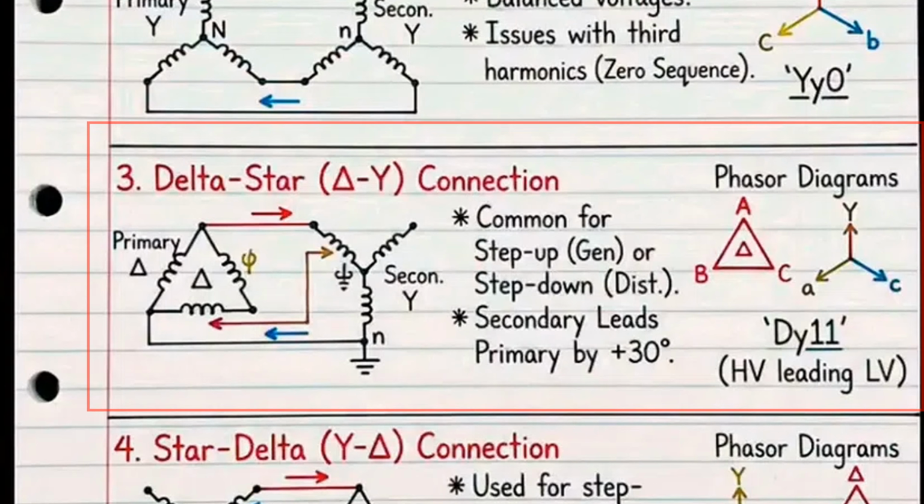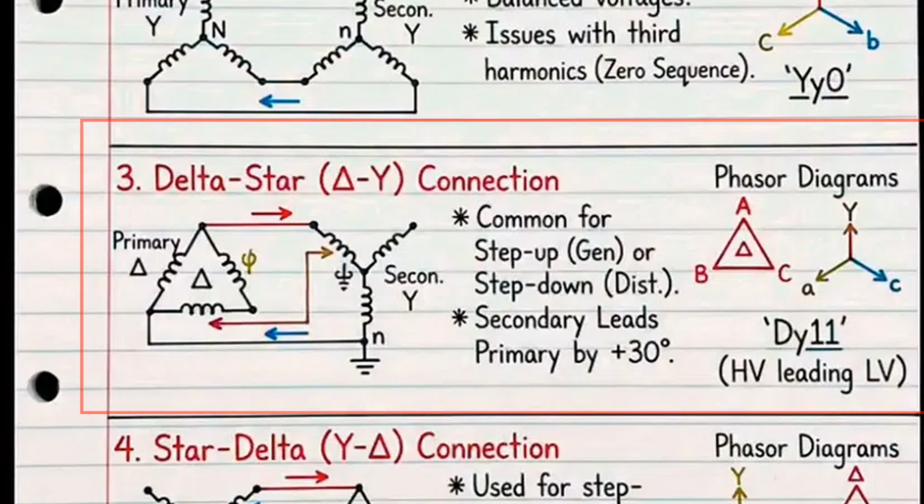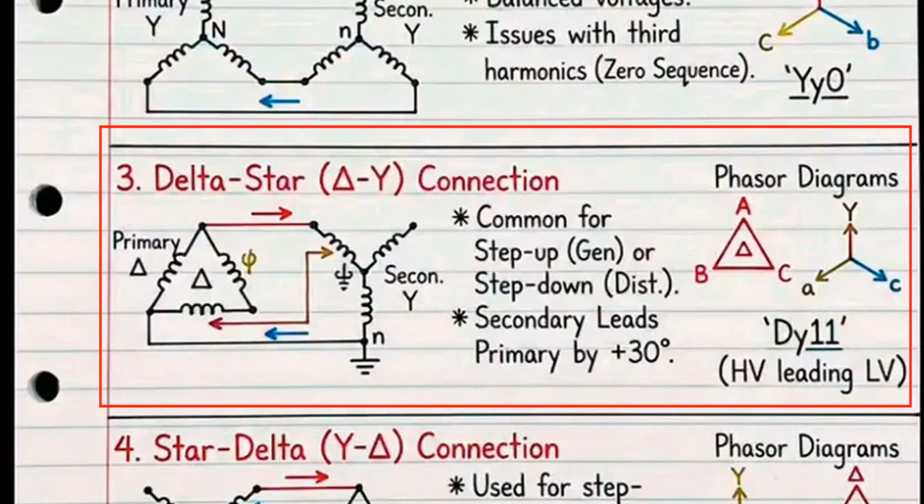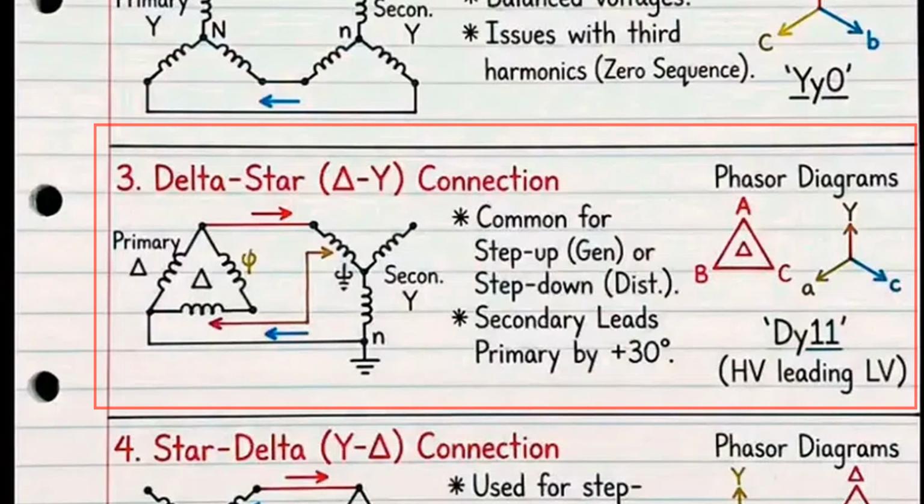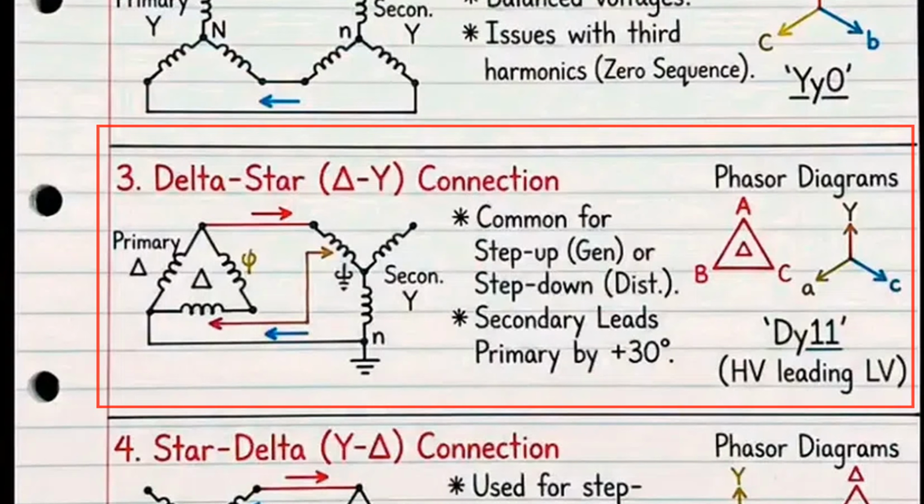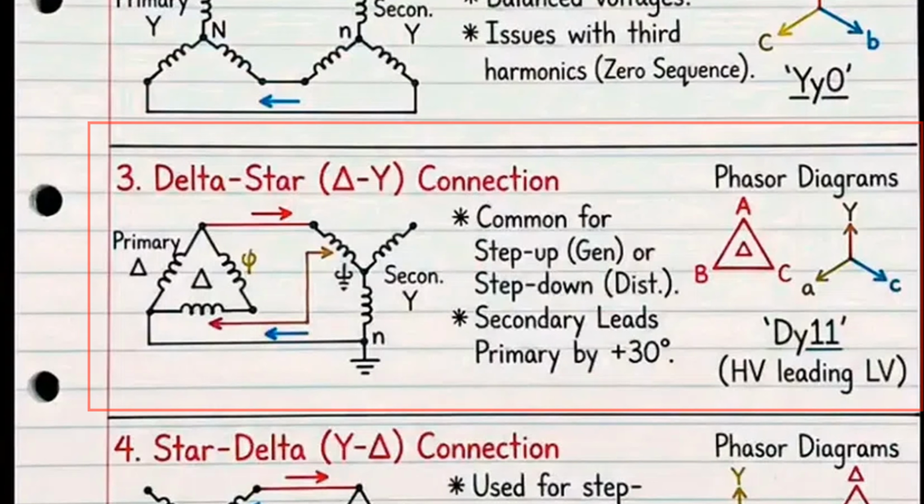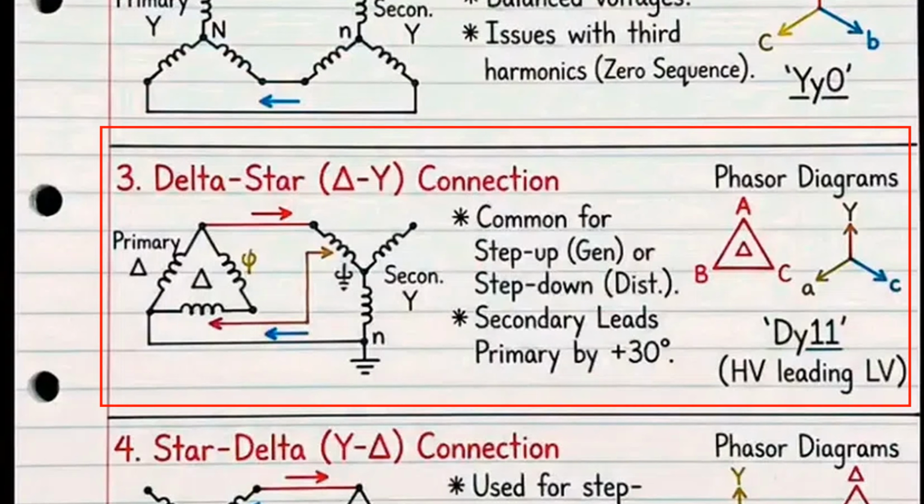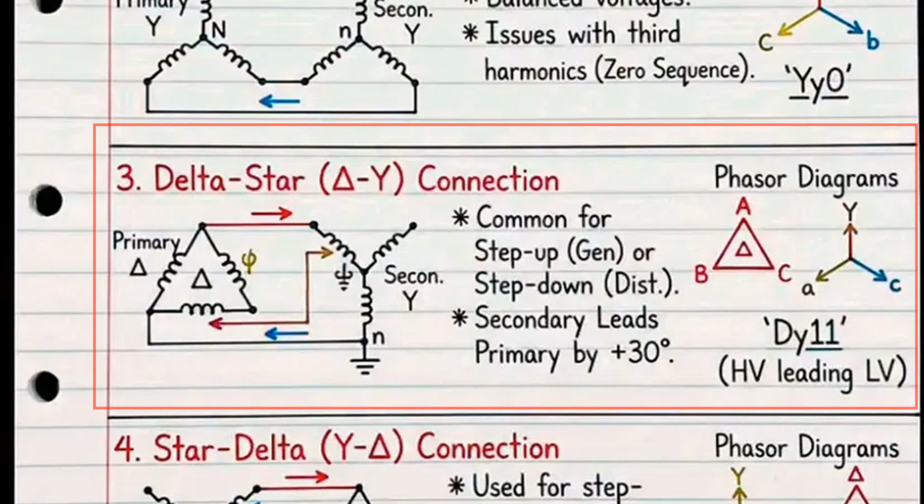Now let's look at delta-star. Probably the most common connection you'll see in practice. Here, the primary is delta. And the secondary is star. Why is this so popular? First, the star secondary gives you a neutral point. Which is essential for distribution systems. Second, the delta primary traps third harmonics. And keeps them out of the supply line.